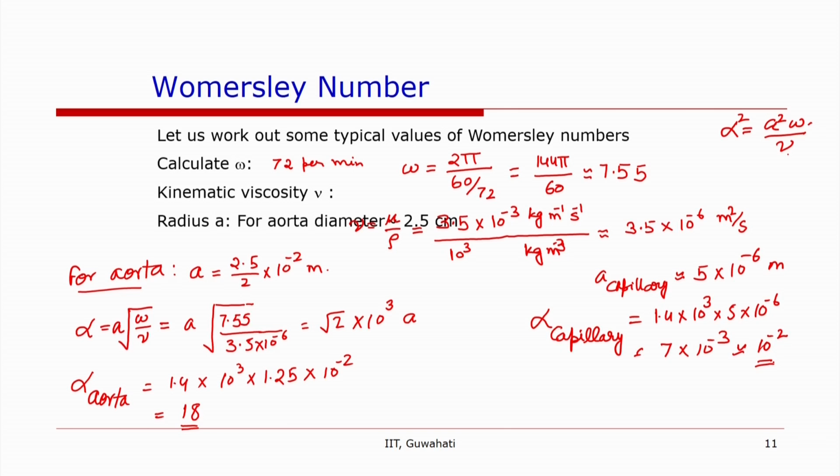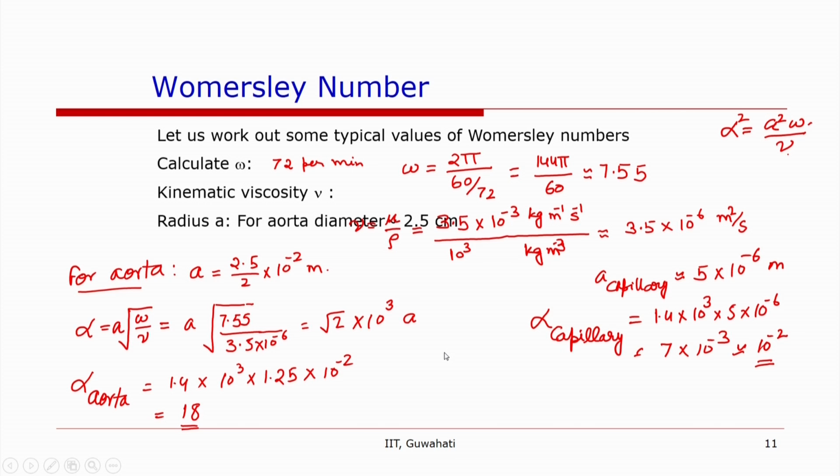So this Womersley number is going to be very, very small. That means the viscous forces are dominating in this case and the transient inertial force is neglected. So that is why the transient forces are not very important in the small channels.